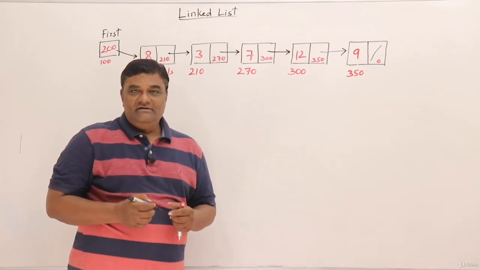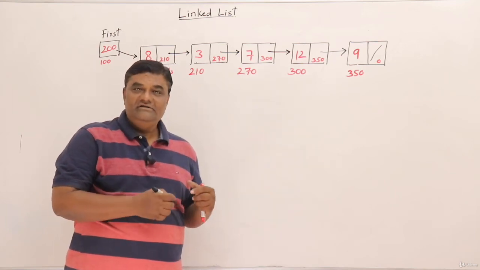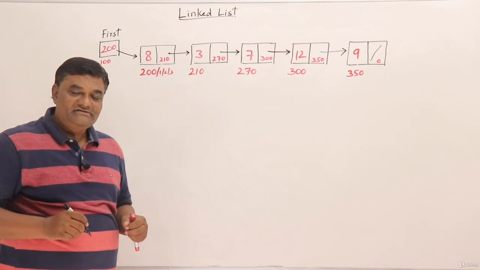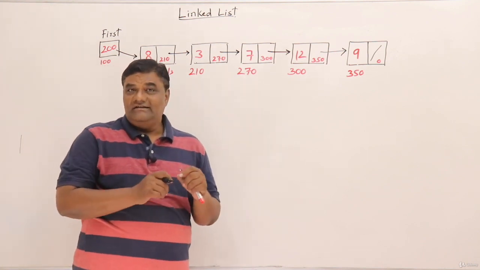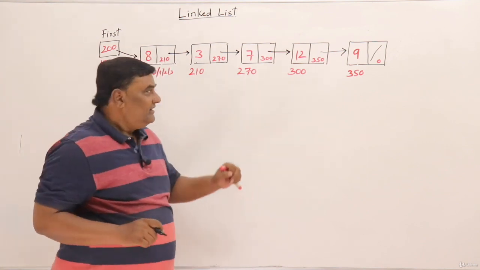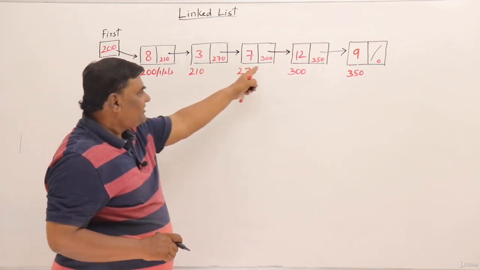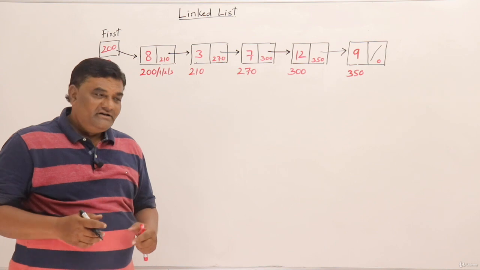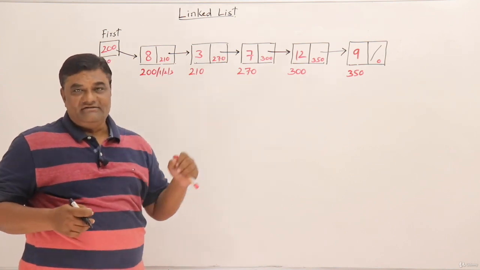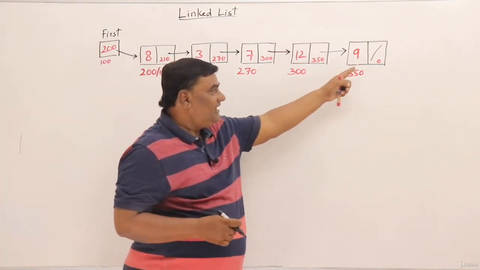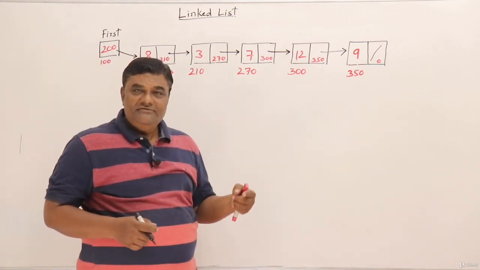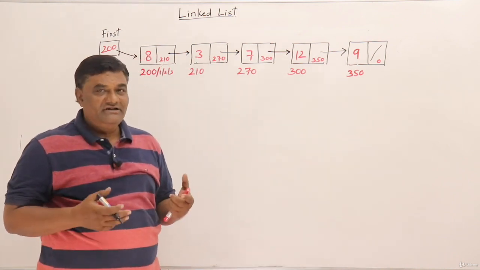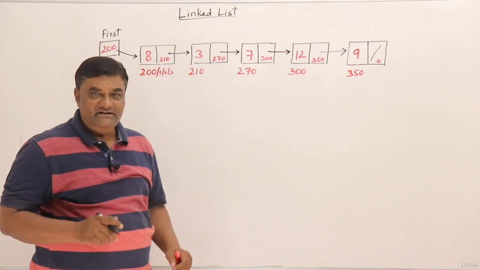Now let us look at a function for counting the number of nodes in a linked list. That is, knowing the length of a linked list. If I count the nodes, 1, 2, 3, 4, 5, I have 5 nodes. So for this we have to traverse through the linked list until we reach the last node, and every time we should go on counting. In this way we can know the number of nodes in a linked list.